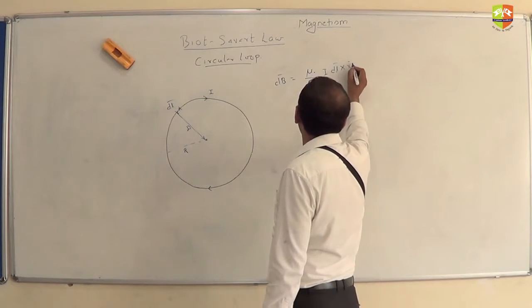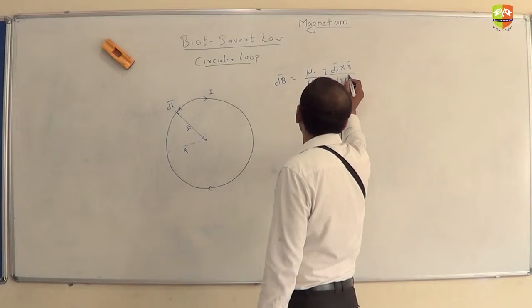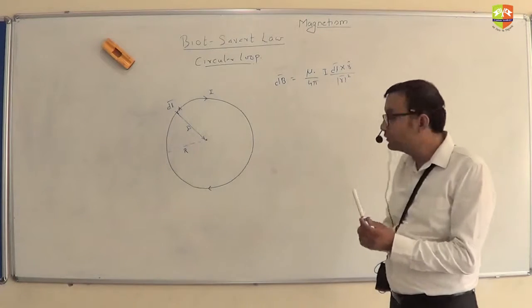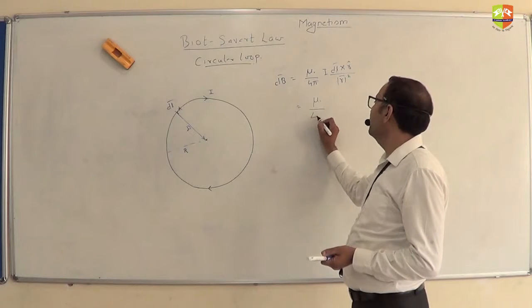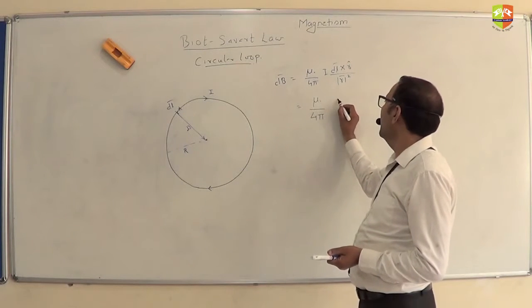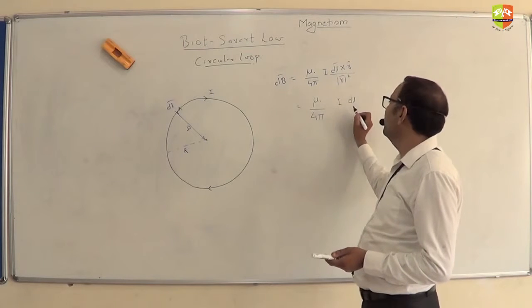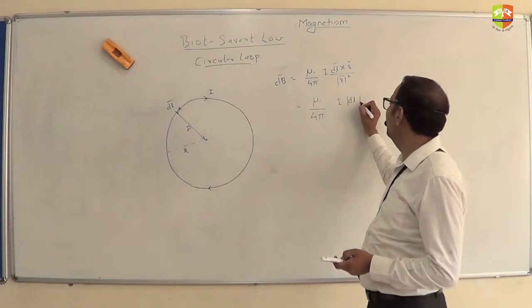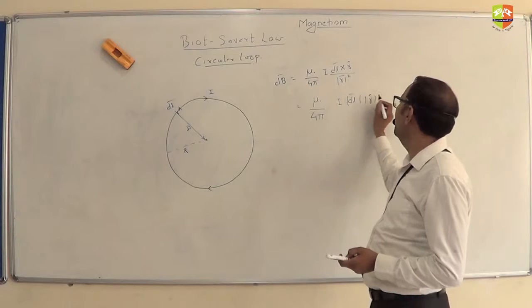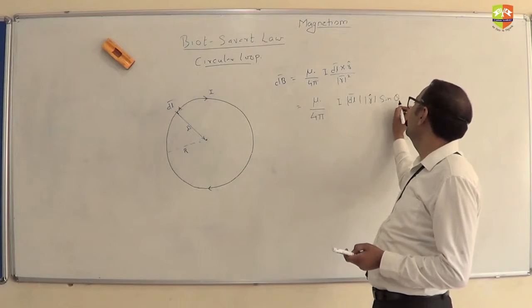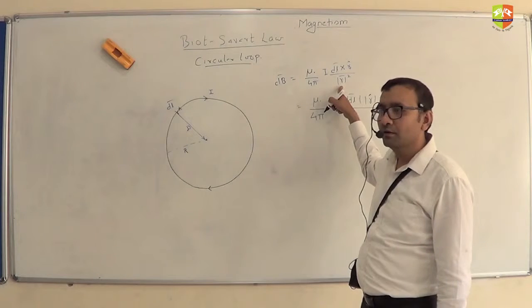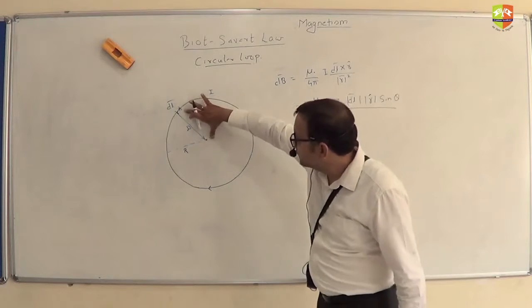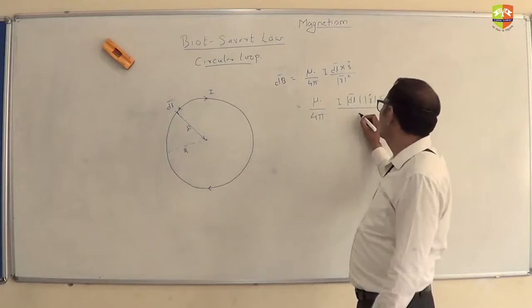dl cross r unit vector divided by r square. Now let's substitute the values. So this is mu naught by 4 pi, I dl cross r unit: magnitude of dl, magnitude of r unit vector, into sine of the angle between them, divided by r square. What is the magnitude of r? The radius itself. So this is r square.